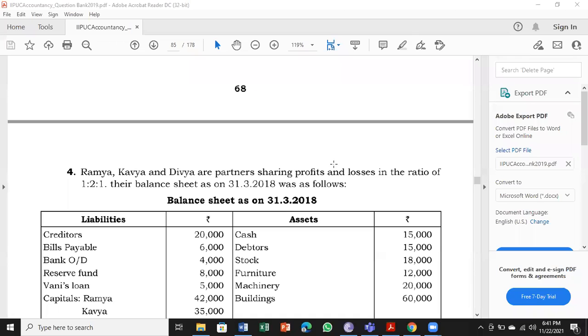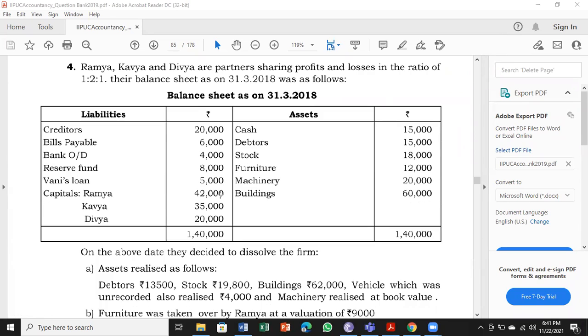So page number 68, problem number 4, page number 69. Okay, problem number 4. Ramya, Kavya, and Divya are partners sharing profits and losses in the ratio of 1:2:1. Please have a look at it. The ratio is different here. 1:2:1, total is 4. Their balance sheet as on 31/3/2018 was as follows.